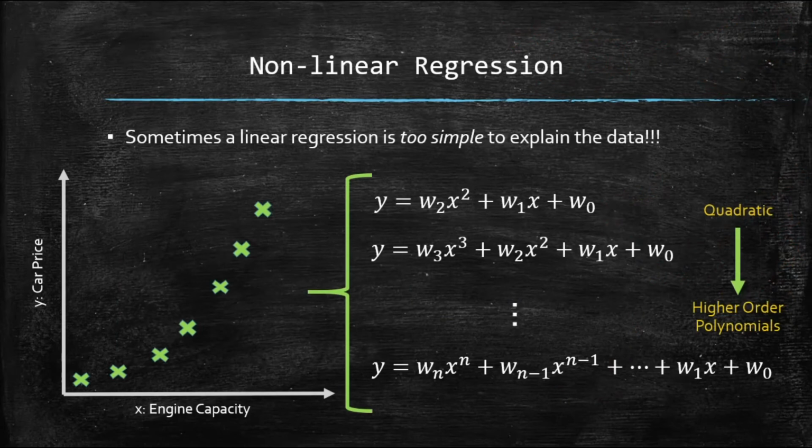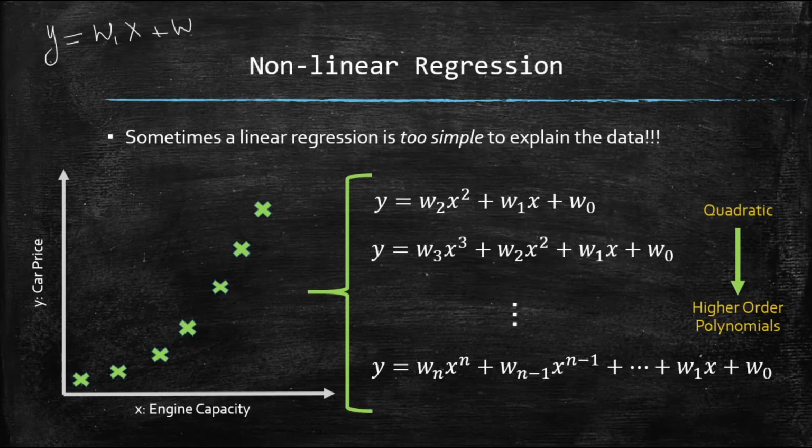Now, the previous regression problem that we talked about was a linear regression problem, right? So what it means in a nutshell is that we have basically the power of our input x is 1, right?